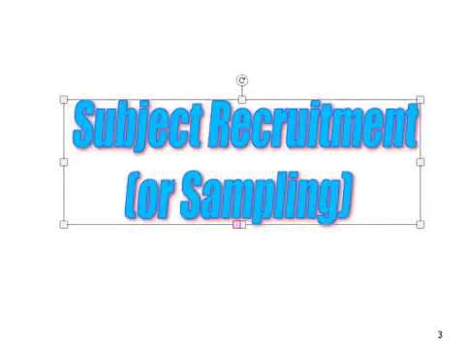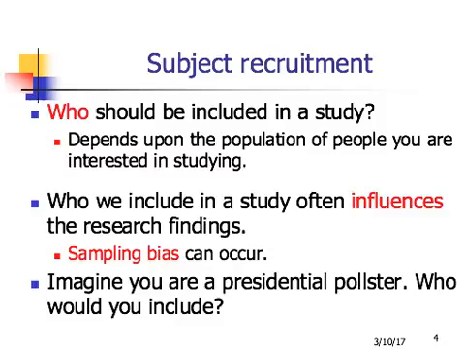Today we're going to be talking about subject recruitment, or what's also called sampling. Some things we'll think about are who should be included in the study, and that depends upon the population of people you're interested in. So you might think about this before we begin. And who do we include in a study? That often influences the research findings. And we can have bias when we do that, called sampling bias, and I'll tell you about that a little bit later.